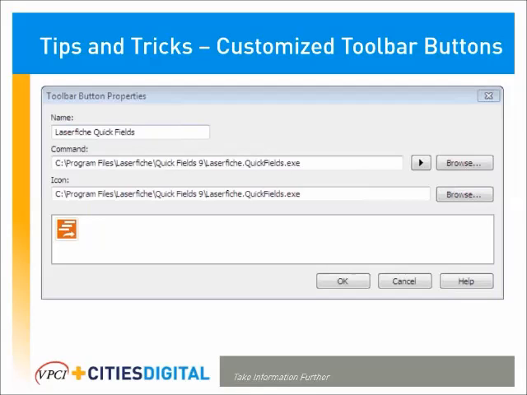So a lot of the commands that you might want to put there do require a little bit of finesse to enable, but there's also many simple ones as well. So, for example, this right here, I've set this customized toolbar button to open up a particular program, which I think will be pretty useful to you all. Anyone see what that is there? This is Laserfiche Quick Fields. Yes, exactly. So, all right.